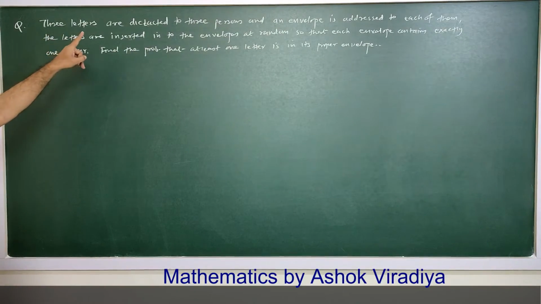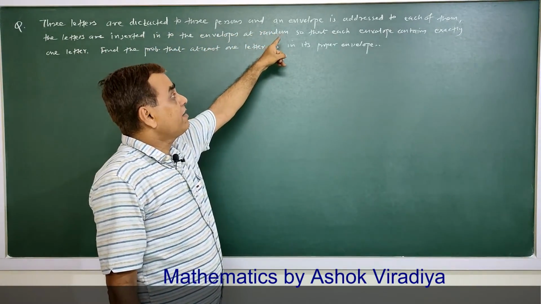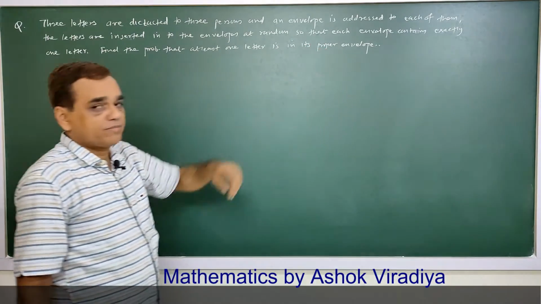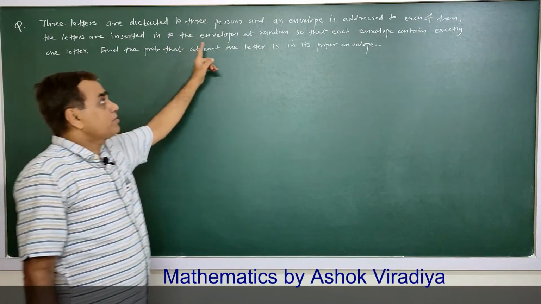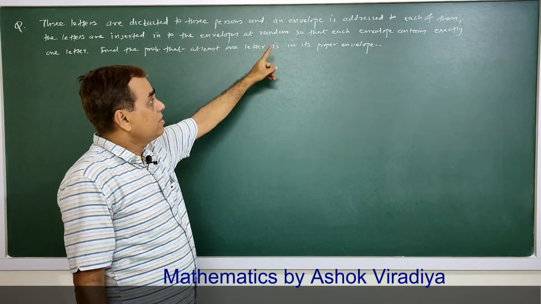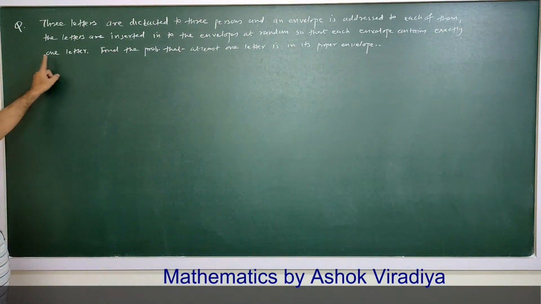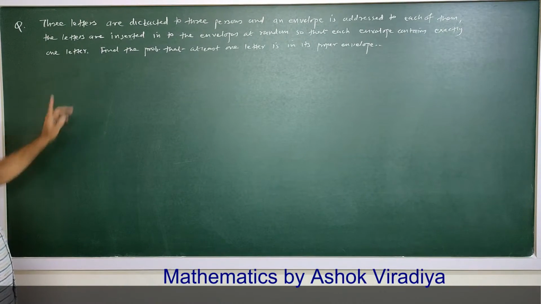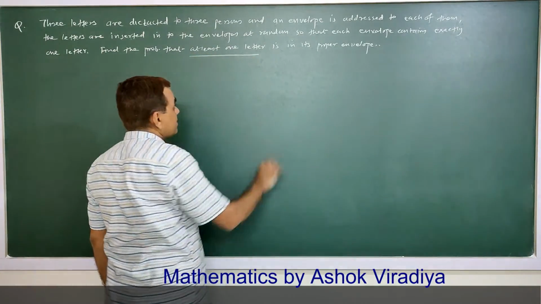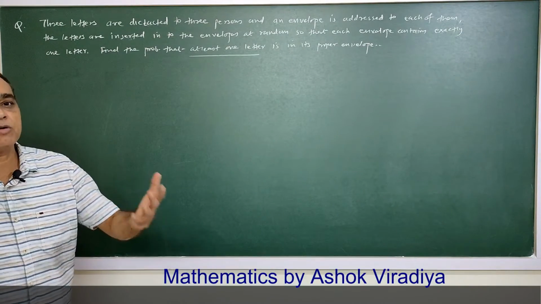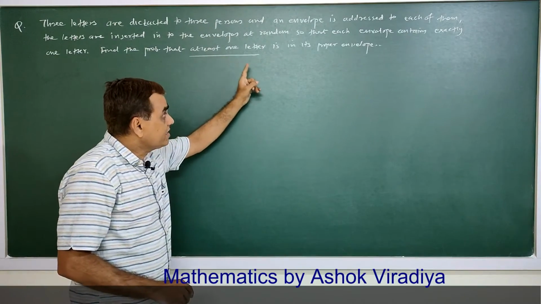See, 3 letters are dictated to 3 persons and an envelope is addressed to each of them. The letters are inserted into the envelopes at random so that each envelope contains exactly one letter. Find the probability that at least one letter is in its proper envelope.